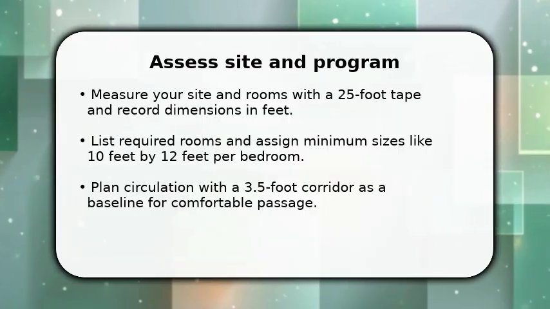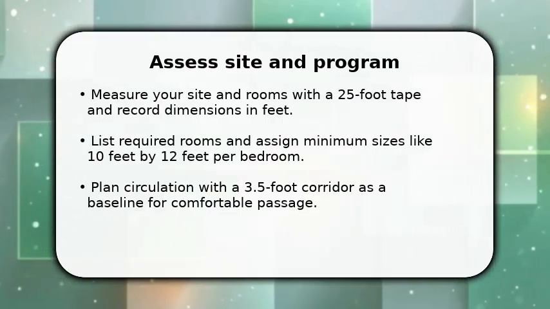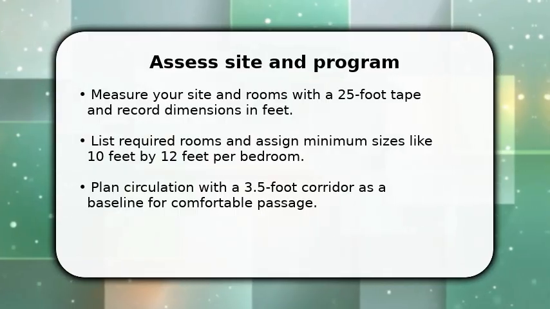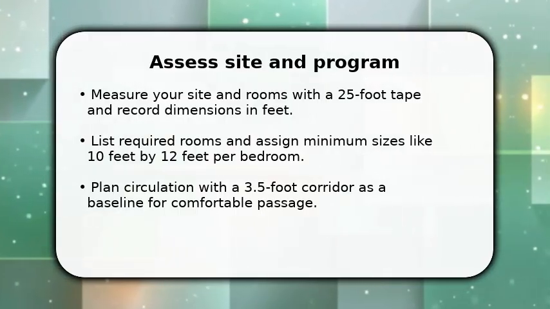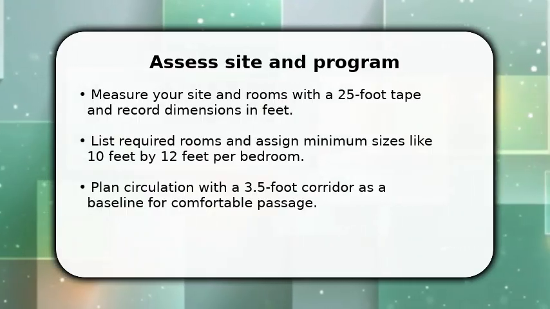Begin by measuring the site and current conditions with a 25-foot tape measure. Record all dimensions in feet and note fixed elements like walls. Create a program list that names each required room and its function, for example, bedroom, kitchen, and study.